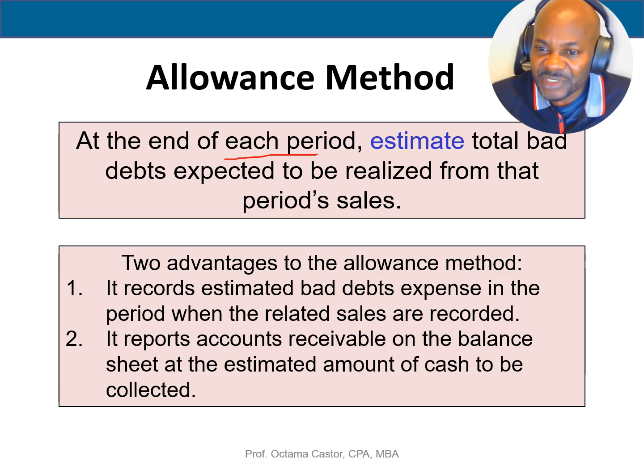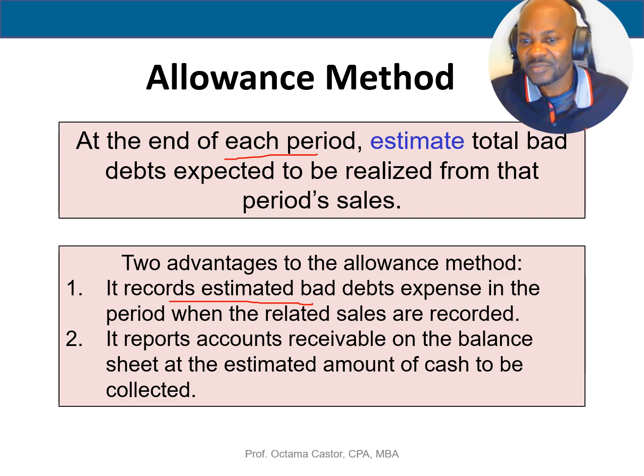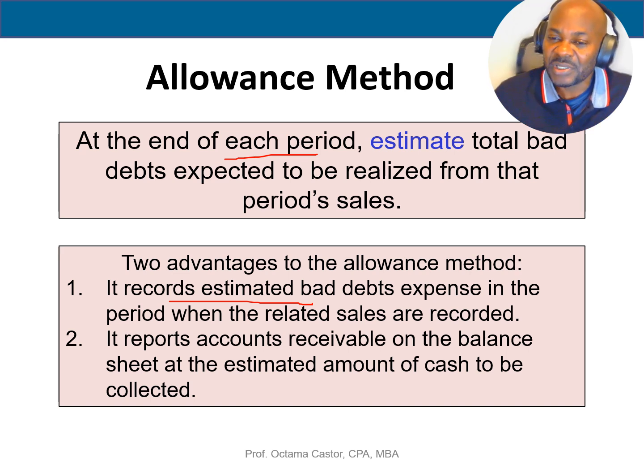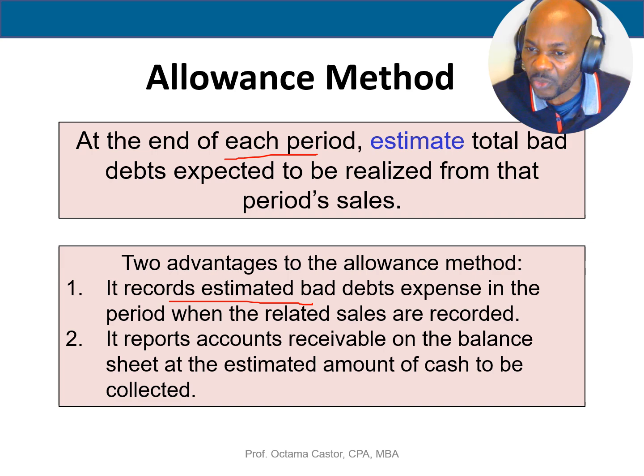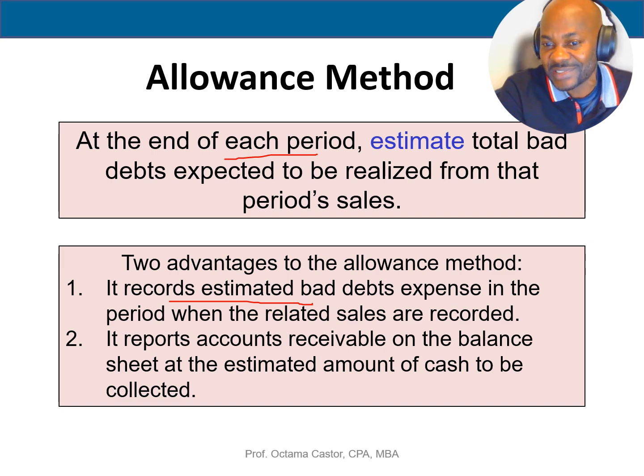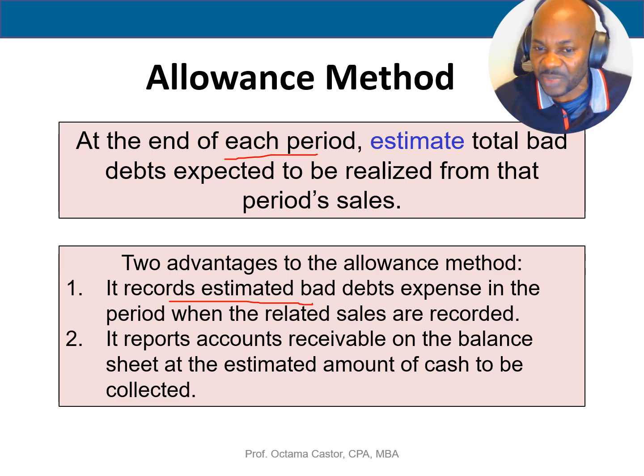So, two advantages of using the allowance method. It records the estimate of the bad debt expense in the period where the sale is recorded. You don't wait until the account is flagged as uncollectible to record the bad debt expense, but you estimate an amount that is uncollectible in the period in which you made the sale, and you record that as bad debt expense.